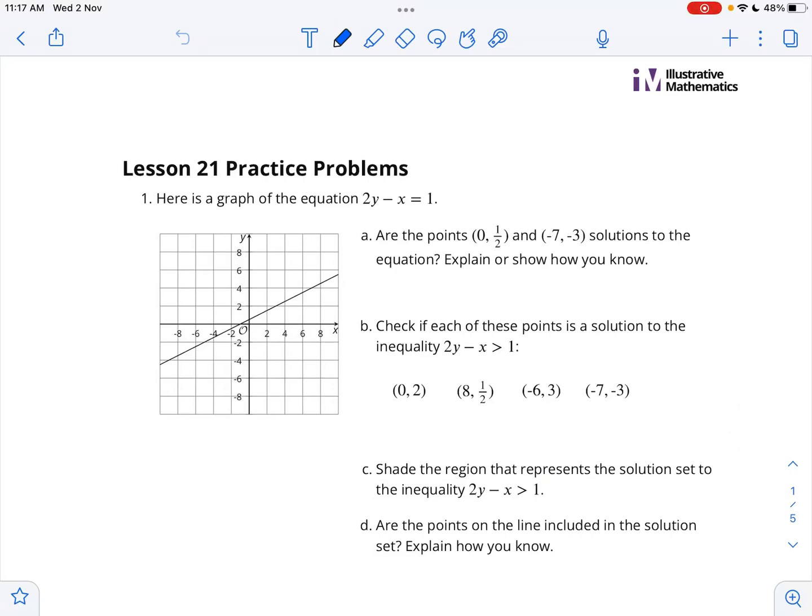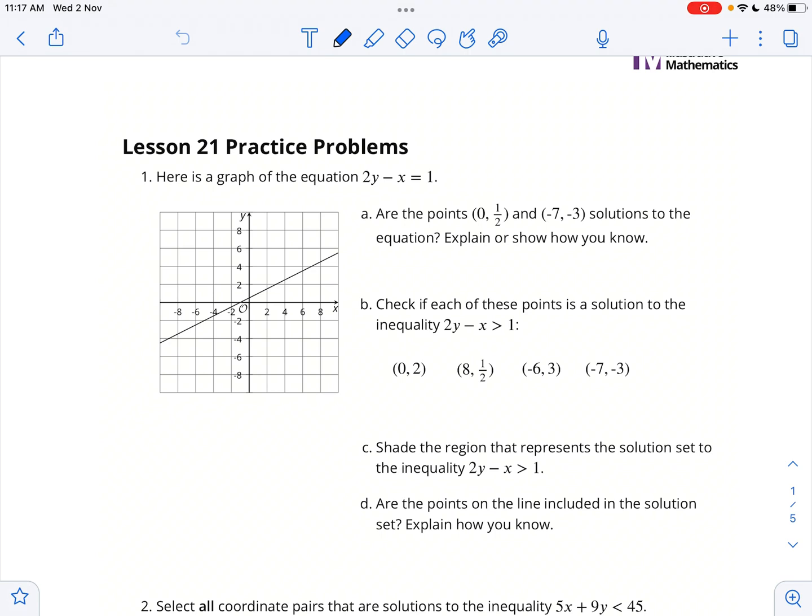Let's do lesson 21 problems. So question 1, are the points (0, 1/2) and (-7, -3) solutions to the equation? So let's go ahead and check that. These are my x and y, I like to label them x and y. And so I'm going to plug them into this equation.